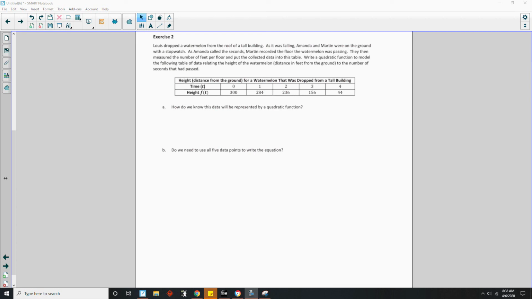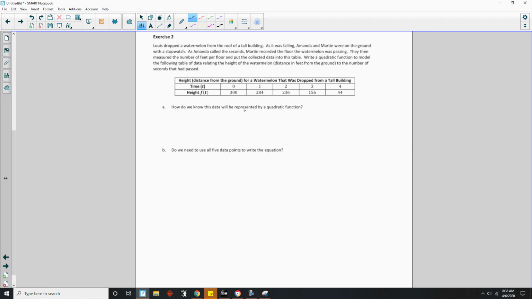So generally, when a building is built, there's about 10 feet per floor. That's why I'm saying this. So 300 feet would be a 30-story building. 284 feet would be somewhere on the 28th floor. 236 feet would be somewhere on the 23rd floor, and so on. So 3 seconds, 15th floor. 4 seconds, somewhere on the 4th floor.